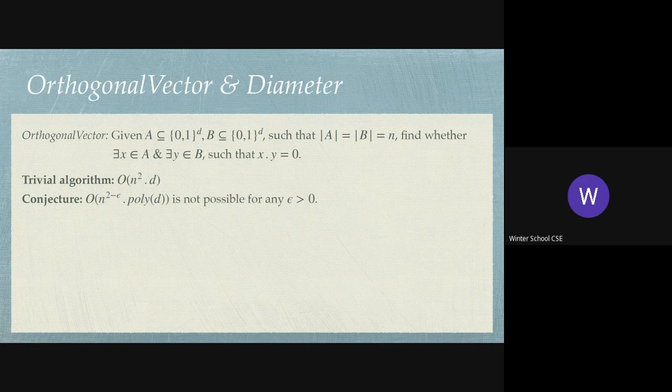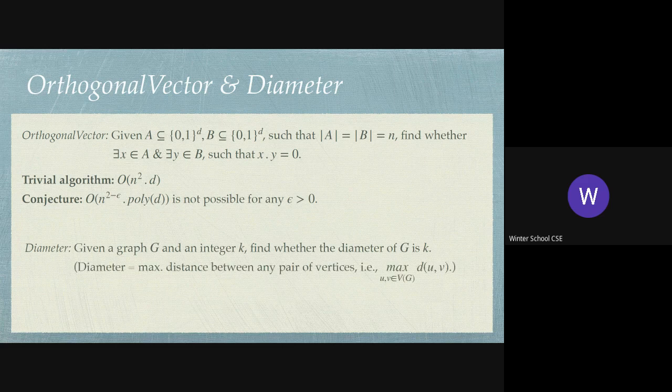What's the second problem? Diameter. Given a graph G and an integer K, you have to find whether the diameter of G is K. So both of them are decision problems. Now what is diameter? It is just the maximum distance between any pair of vertices. Here again, any guesses? N squared?